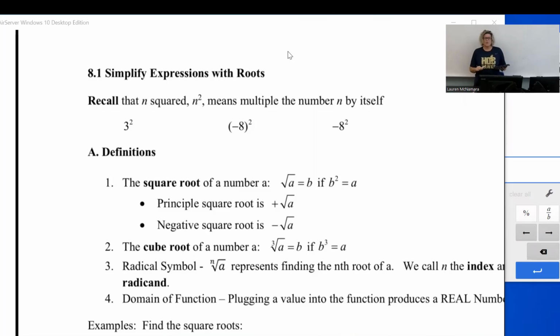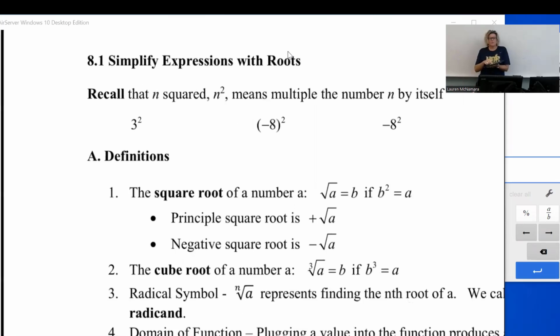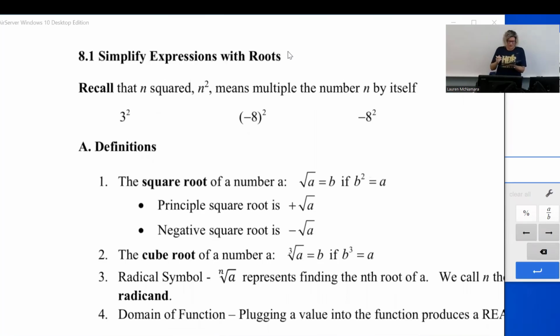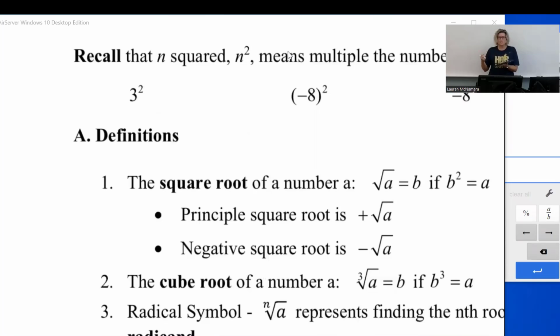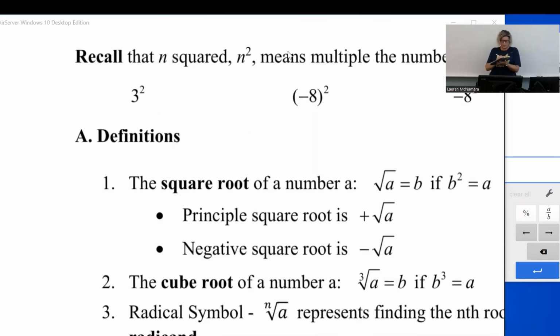Today we're going to talk about simplifying radical expressions that have square roots or perfect roots. Recall that n squared means multiply n by itself. So for example, this first one that I have, 3 squared is 3 times 3. And we know 3 times 3 is equal to 9.